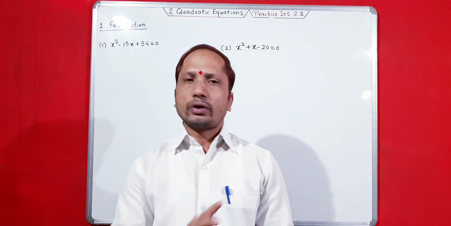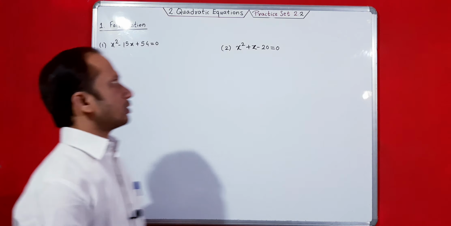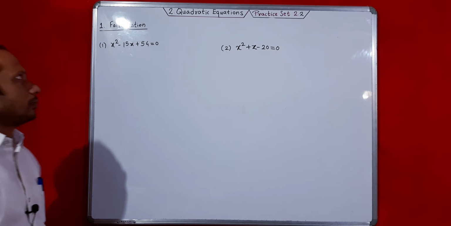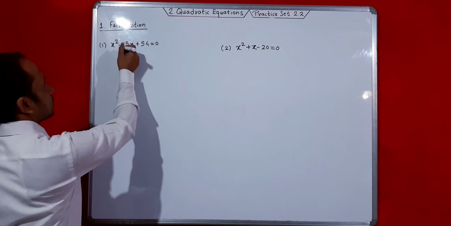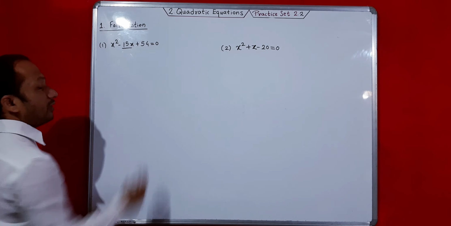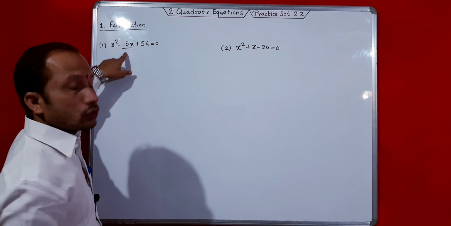In this video we are going to discuss factorization. The quadratic equations we are going to solve by the method of factorization. Okay, so let's start from equation 1: x square minus 15x plus 54 is equal to 0. In this case we have to factorize the middle number in such a way that the product should be plus 54 and the addition should be minus 15.